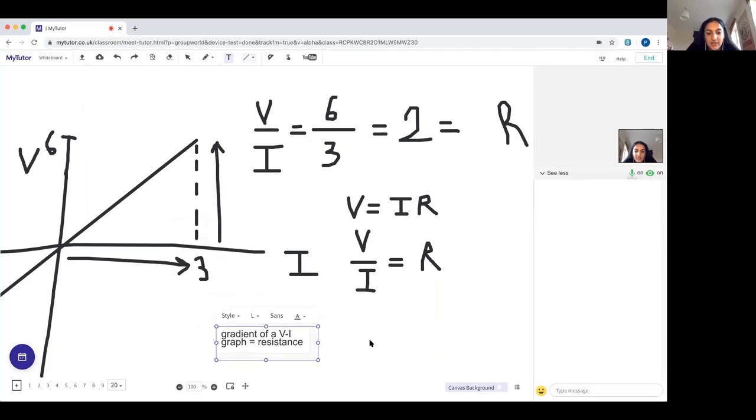Now that's really important for you to remember. Voltage-current graphs: you need to be able to find the gradient and then remember that the gradient represents resistance. And it all happens because of Ohm's law.